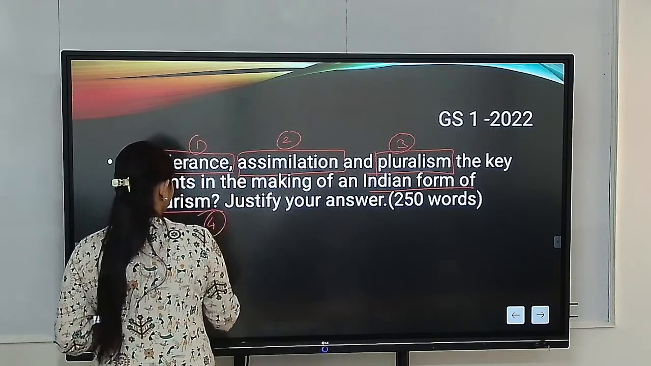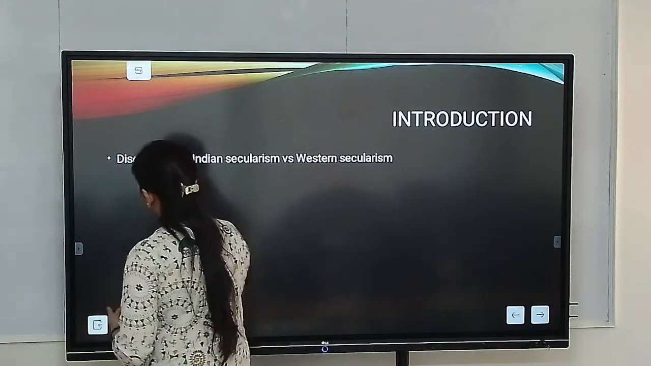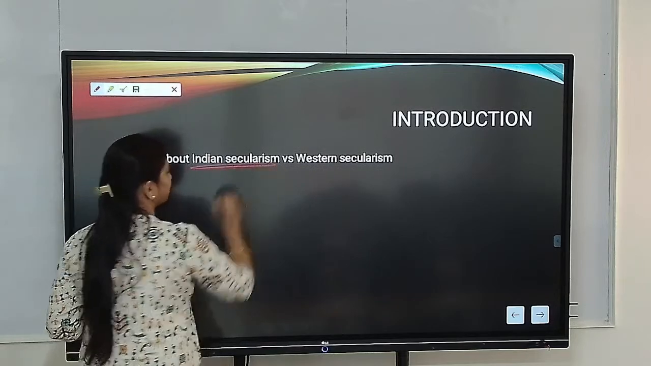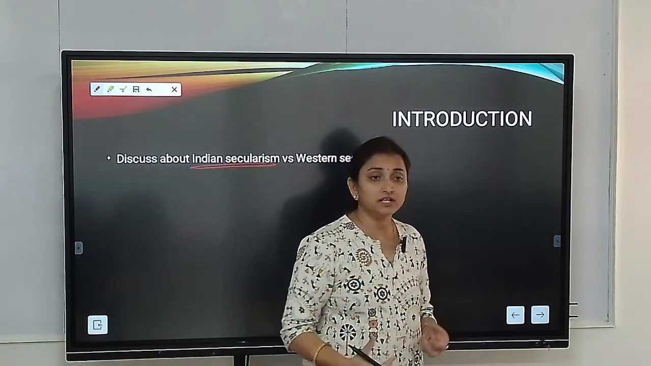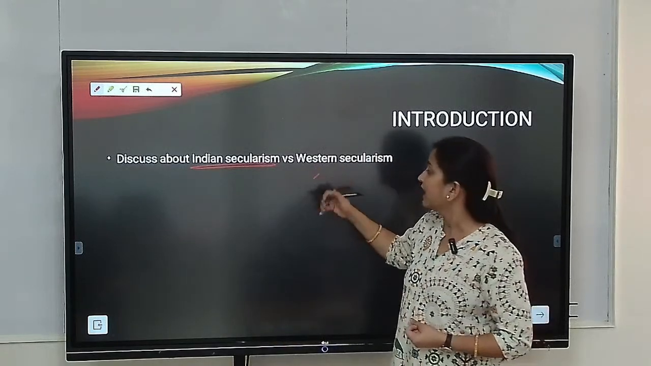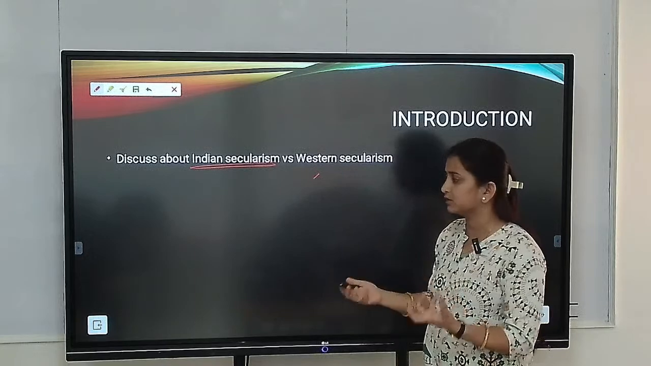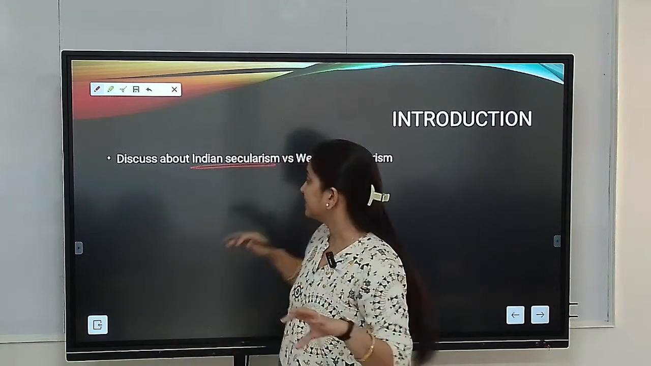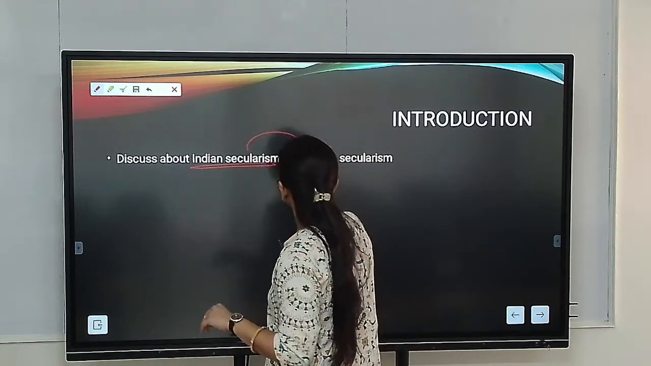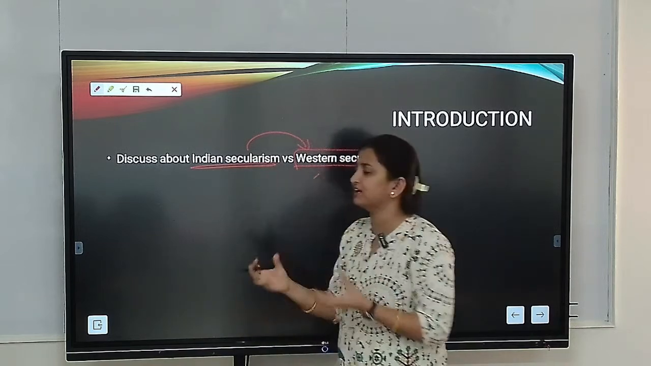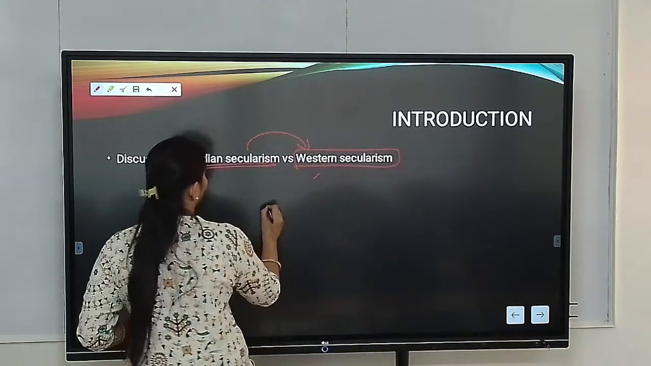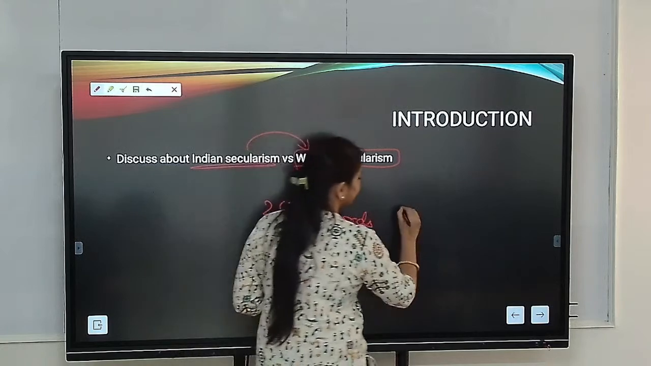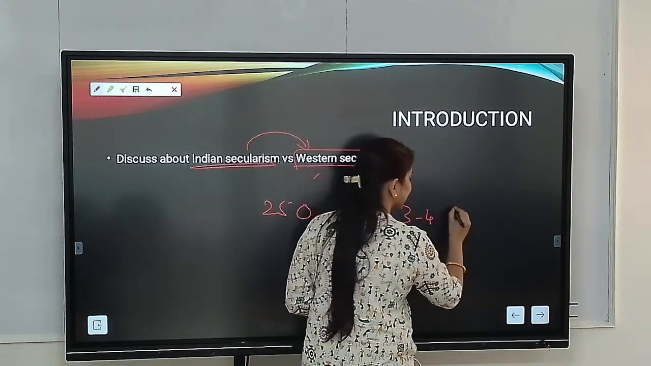Let us see how the introduction should be. First of all, because the keyword was also talking about the Indian form of secularism, we need to specify what is secularism specific to India. Otherwise, we do have a normal secularism which talks about the state being equidistant to all religions. But here we need to discuss the difference between the Indian form of secularism and Western secularism in a brief idea, because this is the introduction. And as we know, this question is of 250 words. For a 250 marker, our introduction should not cross 3 to 4 or maximum 5 lines.